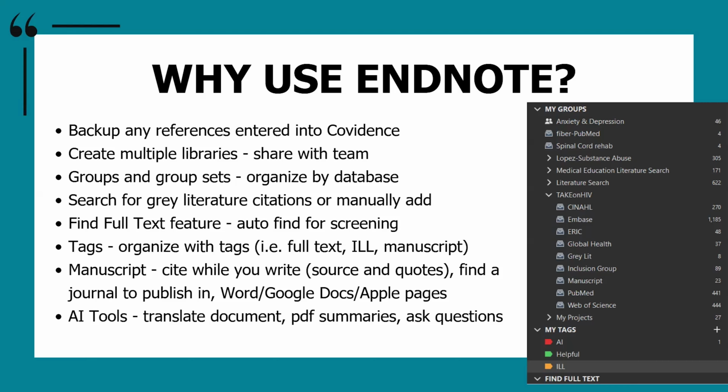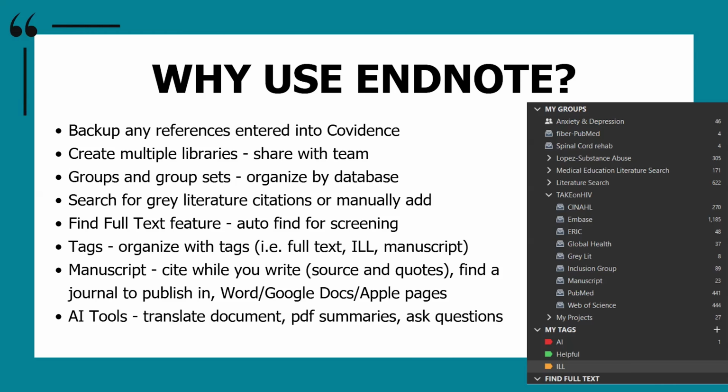As you can see, hopefully you can see it on the screen. We'll be talking a lot about this Take on HIV scoping review. When I was working on this one, I found 270 results from CINAHL. I found 1,185 results from Embase. And so I was able to help organize things so that even 3 years later, I can look back and know how many results I got from what.